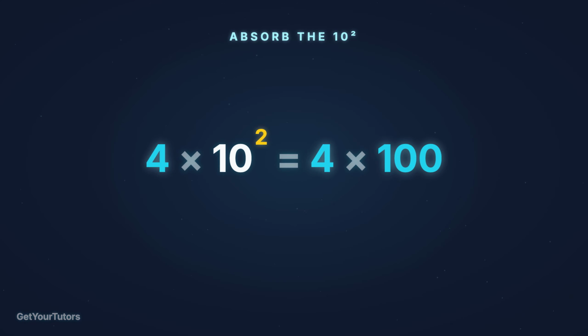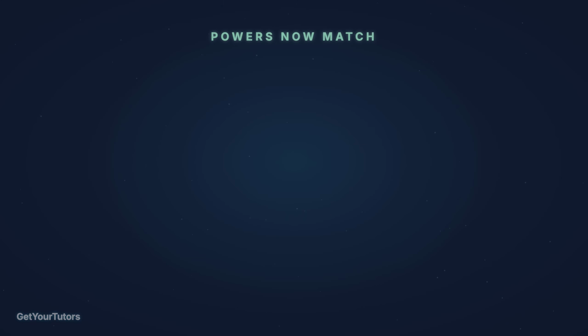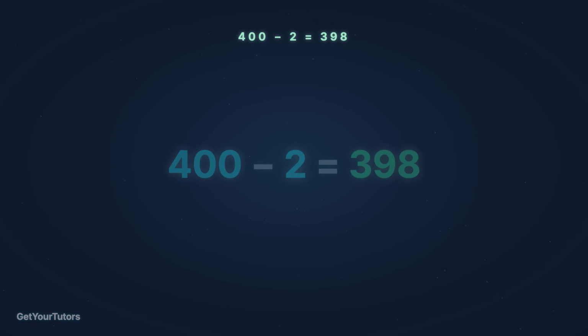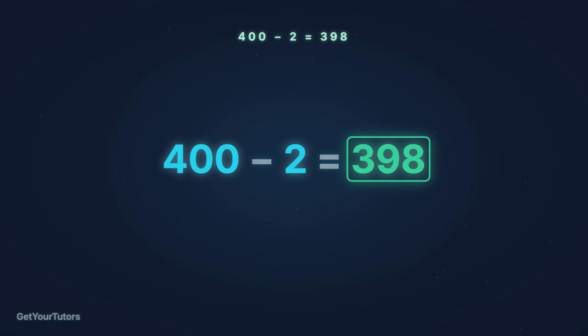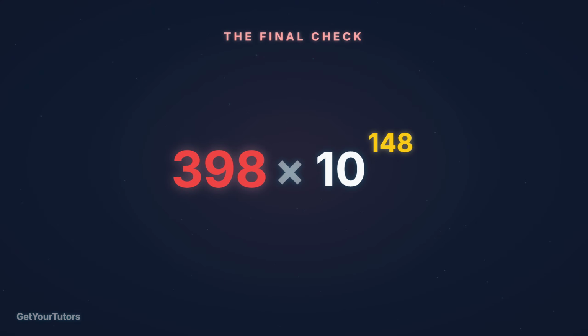Multiply the 4 by that 10 squared. 4 times 100 equals 400. Our first term is now beautifully transformed. We have 400 times 10 to the 148 minus 2 times 10 to the 148. Now just subtract. 400 minus 2 leaves us with 398. Keep the matching power of 10 exactly the same. We have 398 multiplied by 10 to the 148.